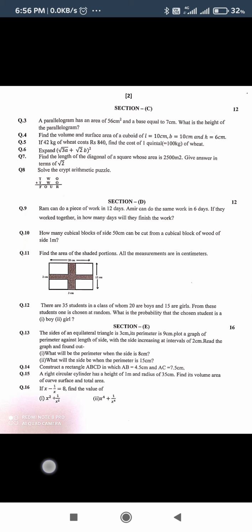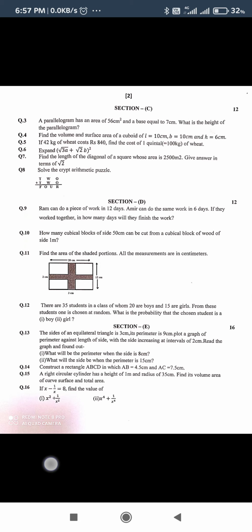Question number 14. Construct a rectangle ABCD in which AB equals 4.5 centimeter and AC equals 7.5 centimeter. And question number 15, a right circular cylinder has a height of 1 meter and radius 35 centimeter. Find its volume, curved surface area and total surface area. Okay, so we have to find the volume, CSA and TSA of a right circular cylinder whose height is 1 meter and radius is 35 centimeter.